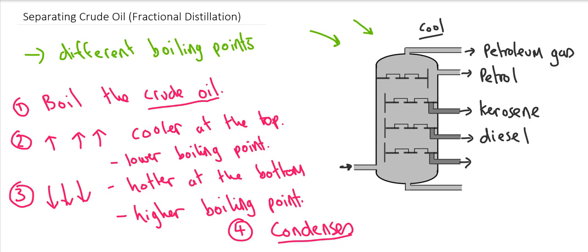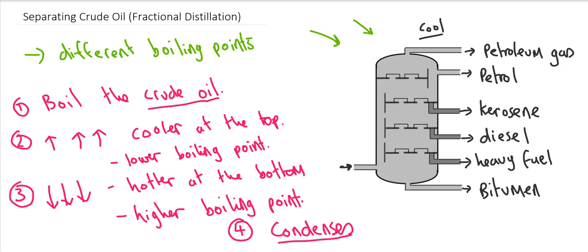And then we also have heavy fuel. Now, heavy fuel is what's used in power stations or on ships. And then finally, we have bitumen. Bitumen is used on the roads or on roofs.